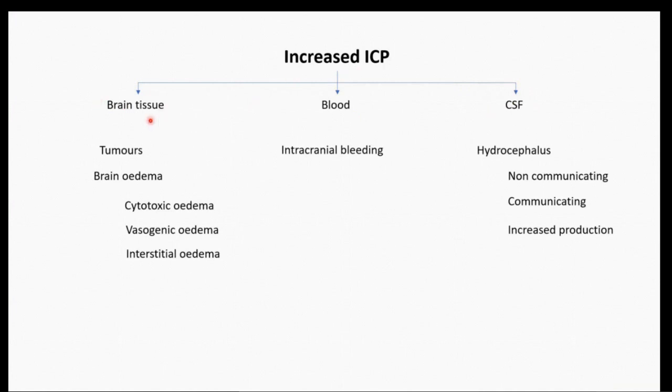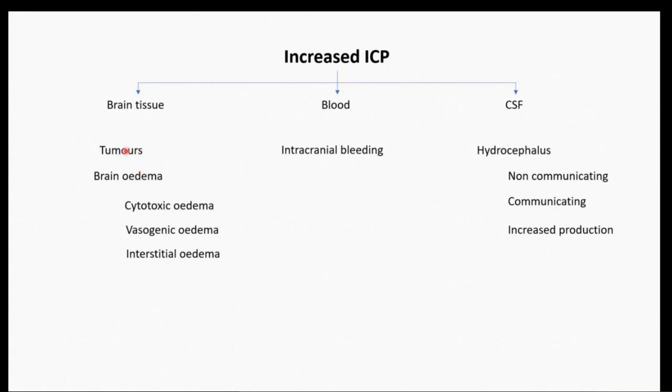What can increase the intracranial pressure? Tumors and brain edema, which come in three types, cytotoxic, vasogenic, and interstitial. Actually there are five types, but the most important ones are cytotoxic edema, vasogenic edema, and interstitial edema. We'll talk about these in detail in the next few slides.